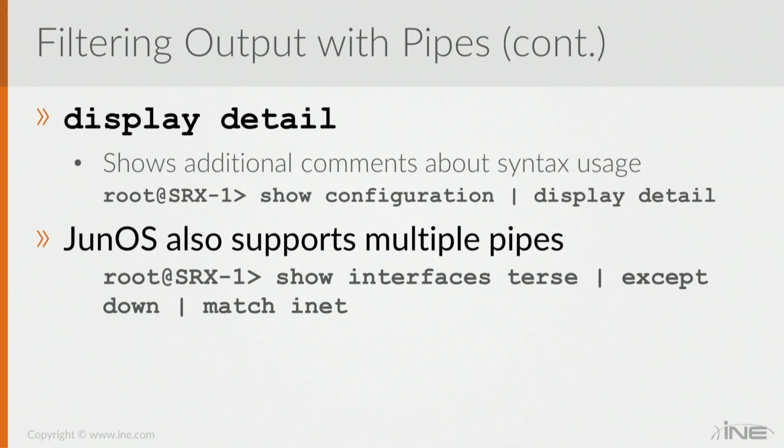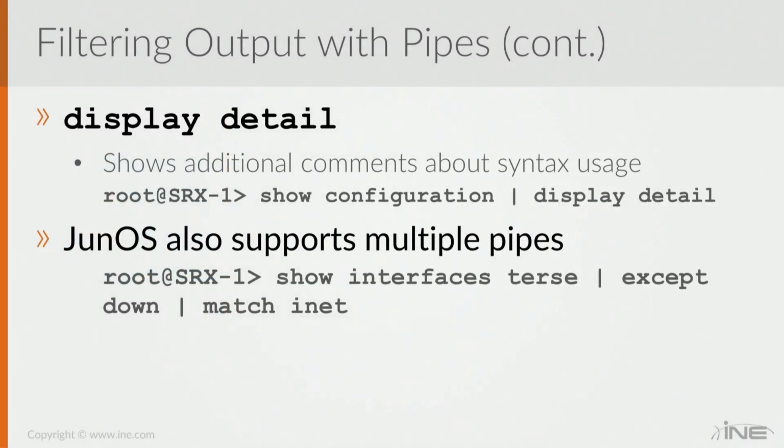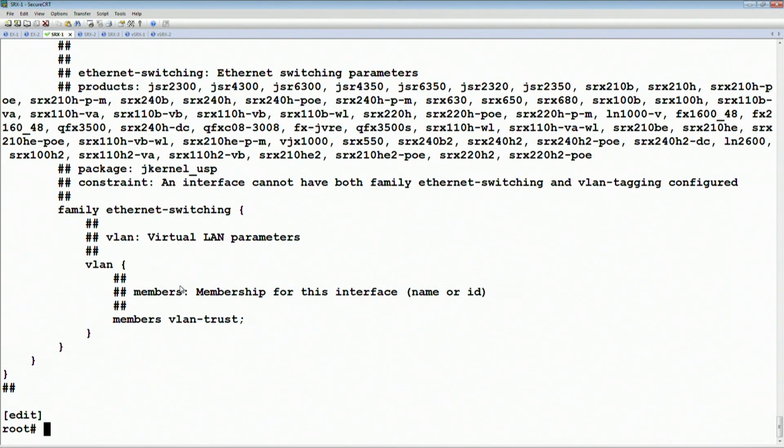Now additionally, JunOS also does support multiple pipes. So in this case, if we were to say show interfaces terse | except down | match inet, this would say show me the quick output of the interfaces, but show me the ones that are not down, and also out of that output, only show me the ones that have IP addresses assigned. So it's basically doing a logical AND between the matches.